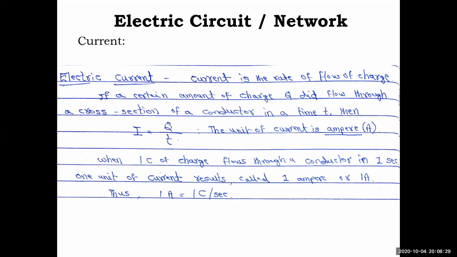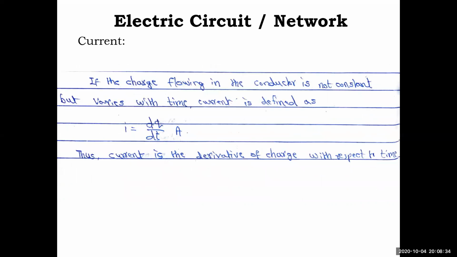In some cases, it may not be constant. If the charge flowing in the conductor is not constant but varies with time, then current is defined as the derivative of charge with respect to time. So dq by dt we also write. I of t is equal to the differentiation of charge with respect to time. That is why the derivative of charge with respect to time is also a measure of current. So this is about the current.